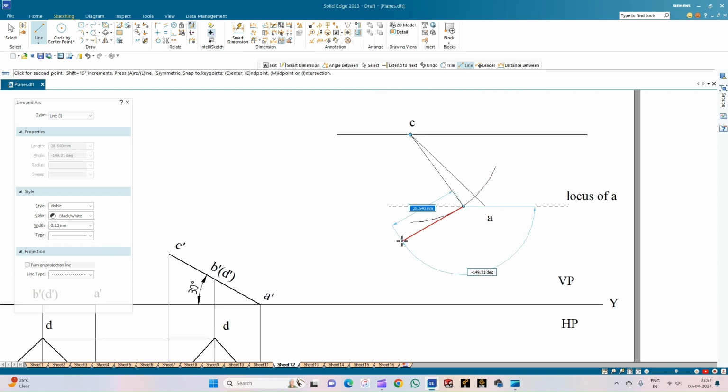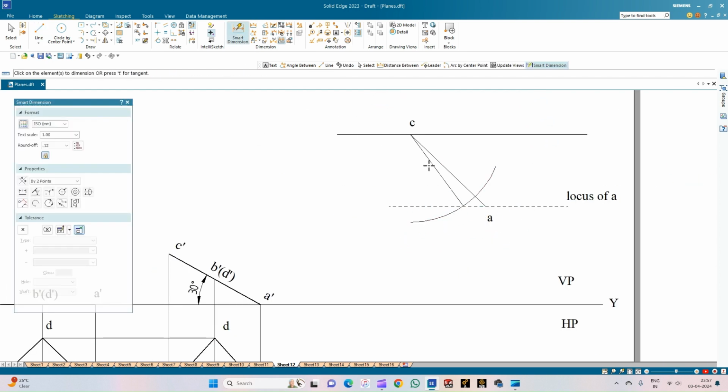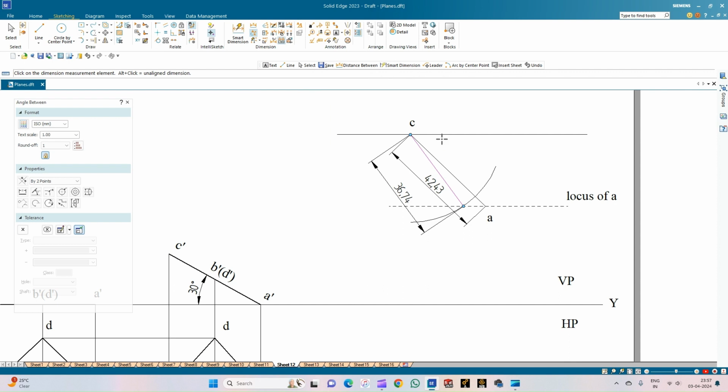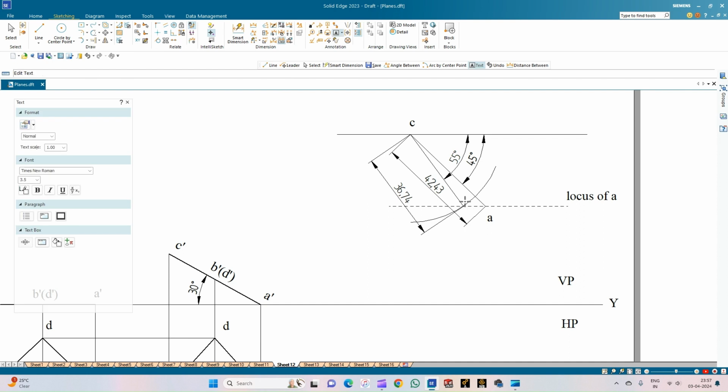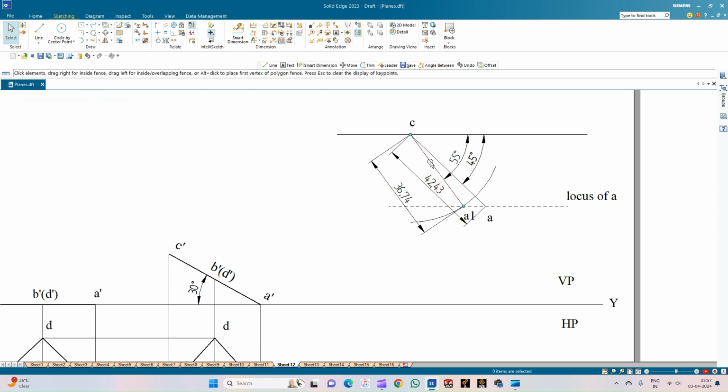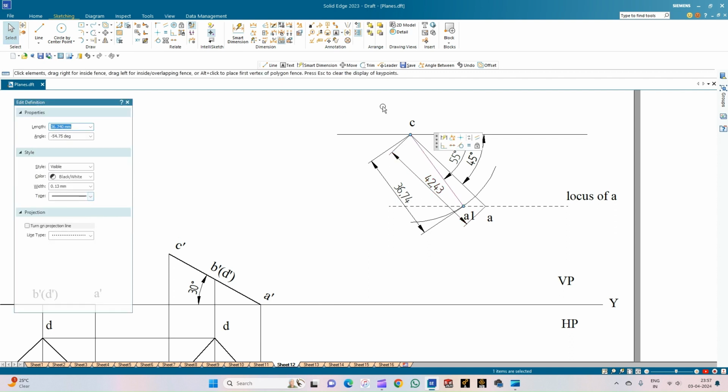See, this is 36.74 and this is 42.43. So now let us measure the angles. So this is the beta angle, which is equal to 55 degrees, and this is 45 degrees, which is the angle given to us. So that is the value of phi, and this line is CA1. So to have a better clarity, let me just change the color of this particular line.